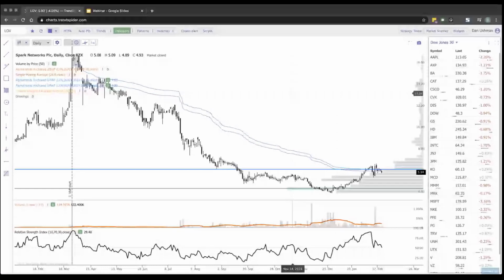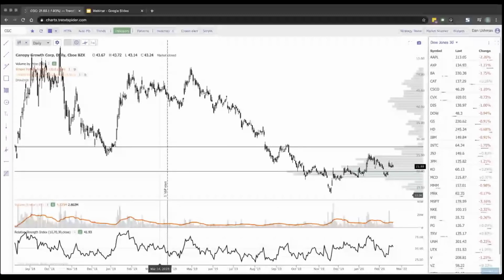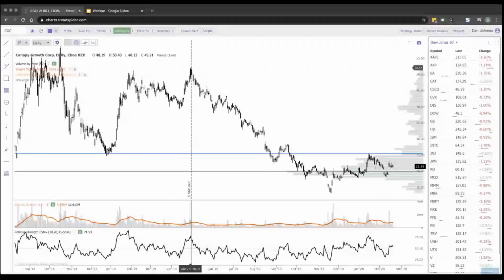My partner, Jake, he's been playing a lot with this CGC. This is a pot stock. And one of the reasons he's been into this stock is precisely that. Because from the peak down, forward, you can see that there's a lot of accumulation at these low prices. And it never traded since this bar at these prices before. So this is all accumulation at these lows.